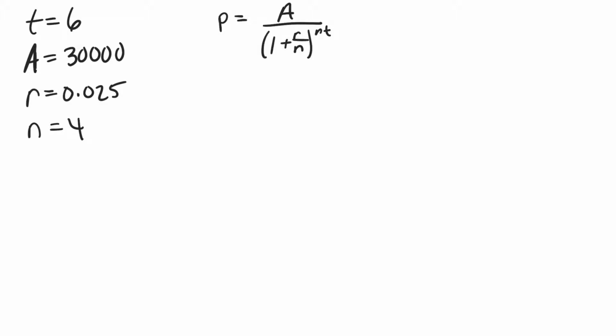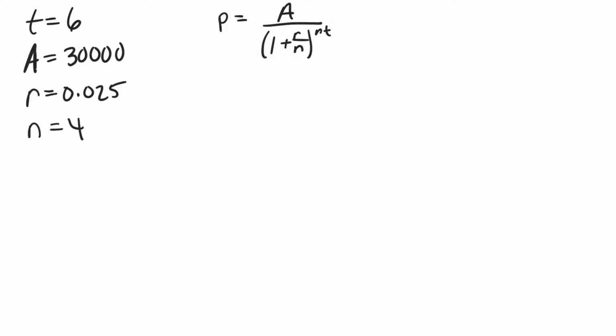Okay, so the problem says that Will wants to send his daughter to college in 6 years, and he wants to invest enough money today in a CD to pay her college expenses, which he estimates at $30,000. So how much should he invest now in a CD that has a rate of 2.5% that's compounded quarterly?